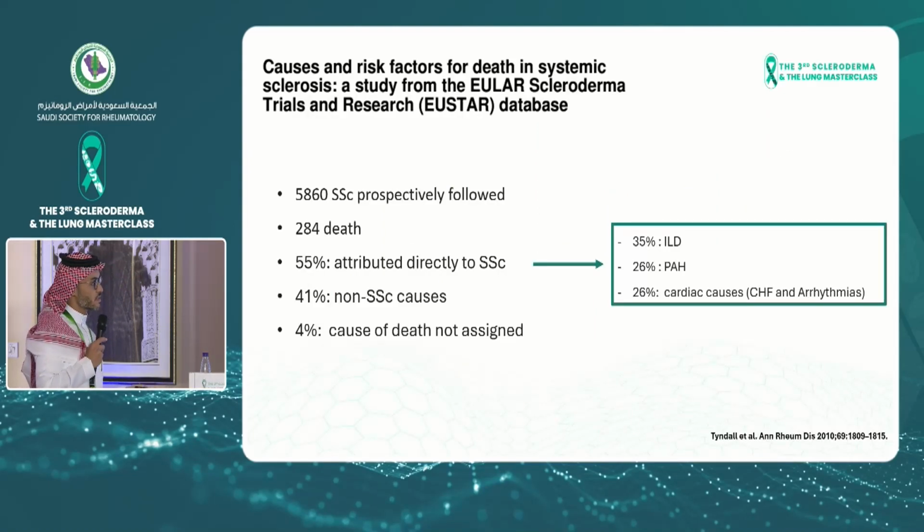And more recently, analysis of the EUSTAR data found 6,000 patients with scleroderma and 284 deaths. Of those, 55% were attributed to systemic sclerosis. As you can see, the most common cause was ILD at 35%, then pulmonary arterial hypertension at 26%, followed by cardiac involvement.